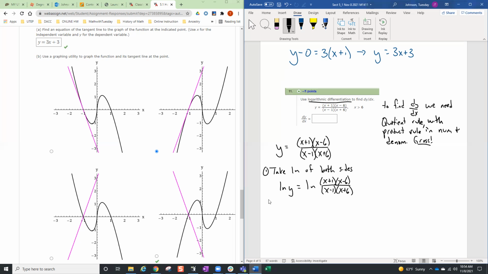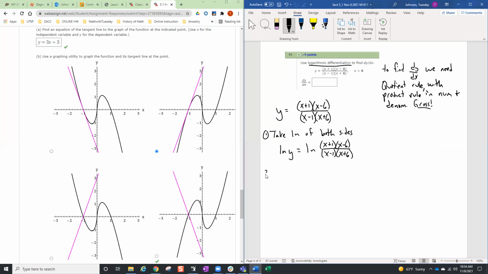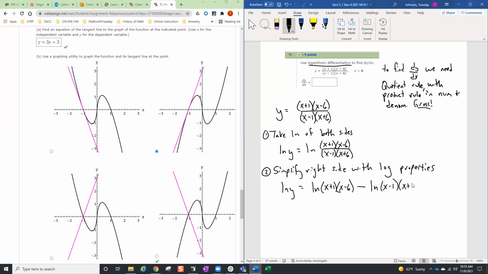All right, so that's it. Step 1, super easy. Step 2, simplify right side with log properties. So I'm still going to have natural log on the left, but over here, right? If we're dividing two things in a logarithm, we subtract. If we're multiplying, we add. So this will be the natural log of x plus 1 times x minus 6 minus the natural log of x minus 1 times x plus 6.